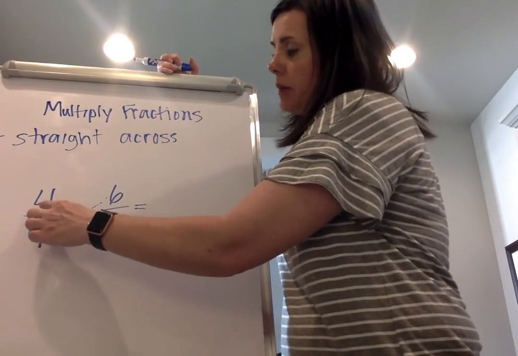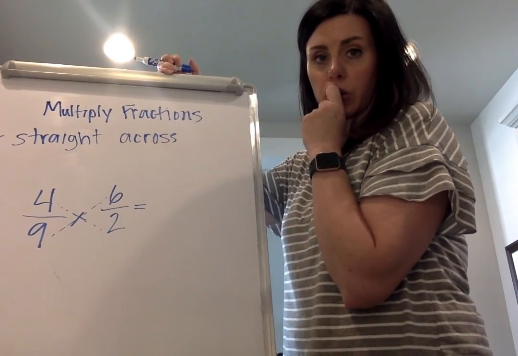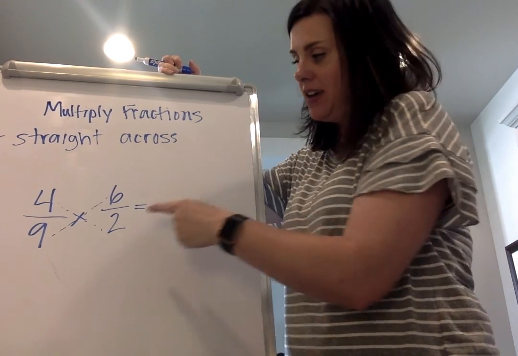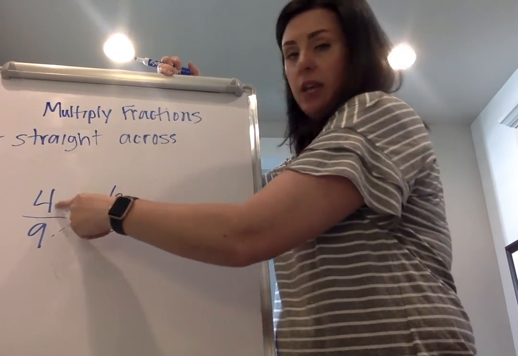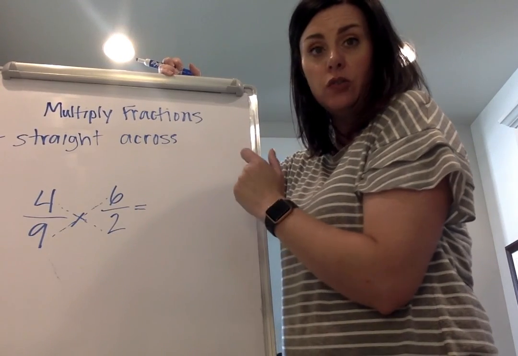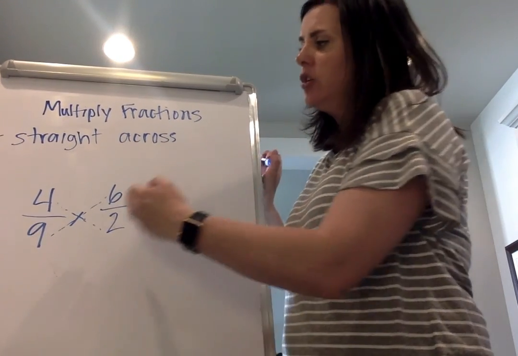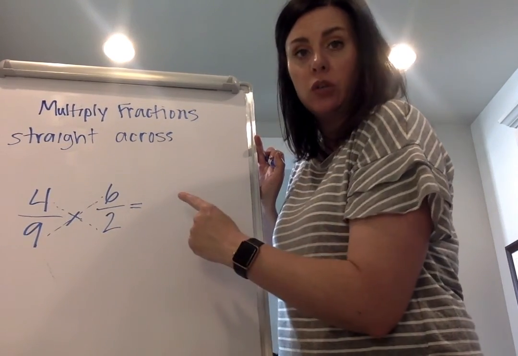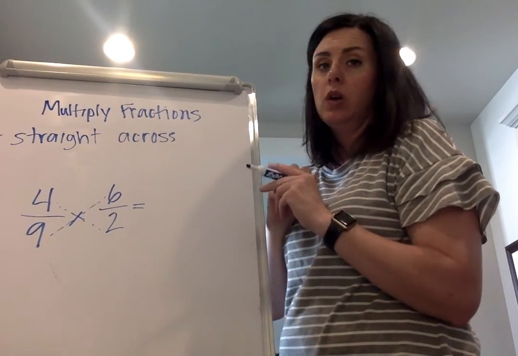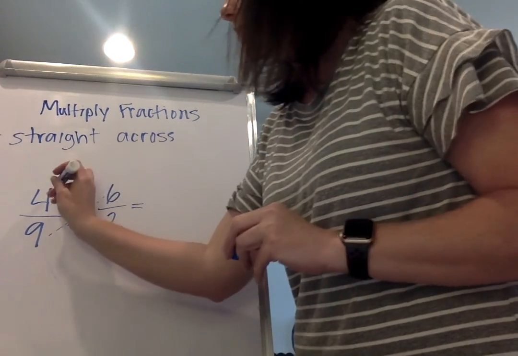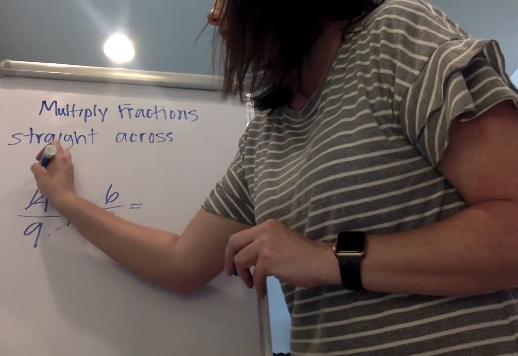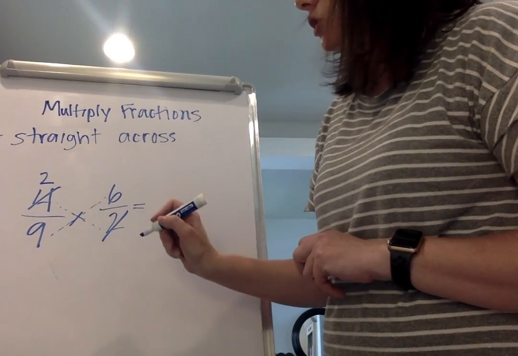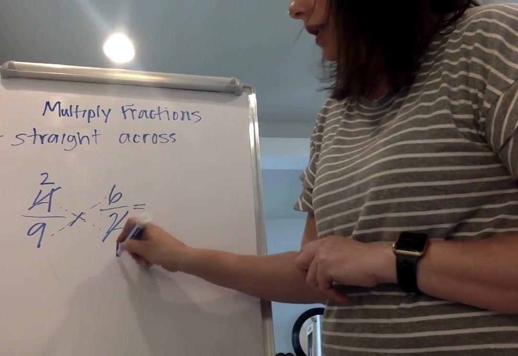So right now I'm comparing this 4 and this 2. I can reduce these because I know that 2 actually goes into 4. 2 goes into 4, right? I could divide both of these numbers by 2, which is what I'm actually going to do. So 4 divided by 2 is 2. And 2 divided by 2 is 1.